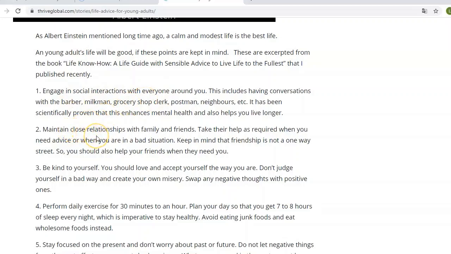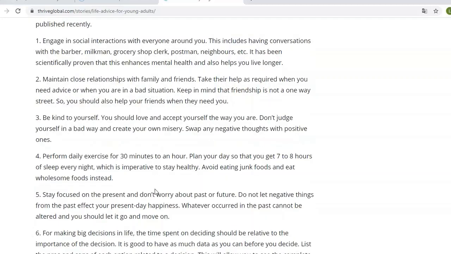Maintain close relationships with family and friends. This is really important, guys. Be kind to yourself. That's very important, guys. Just love yourself, guys. Just like it says, you should love and accept yourself the way you are. Don't judge yourself in a bad way and create your own misery. Swap any negative thoughts with positive ones. Oh, nice. That's very nice advice.